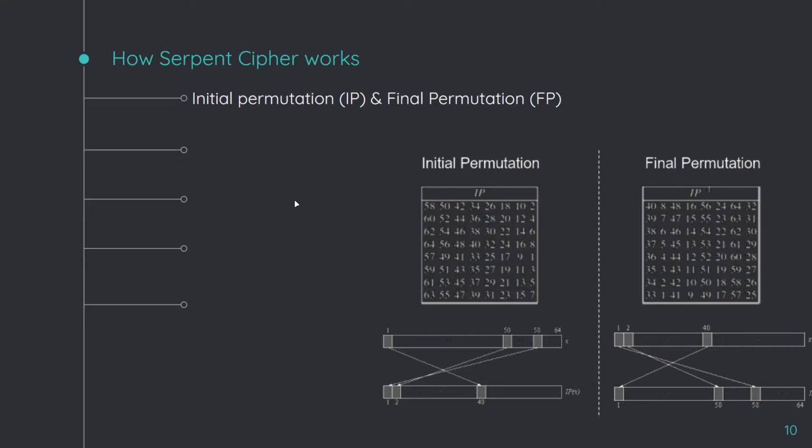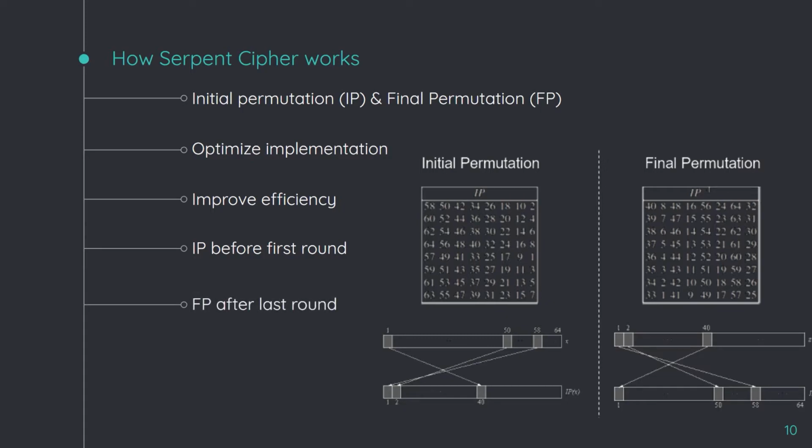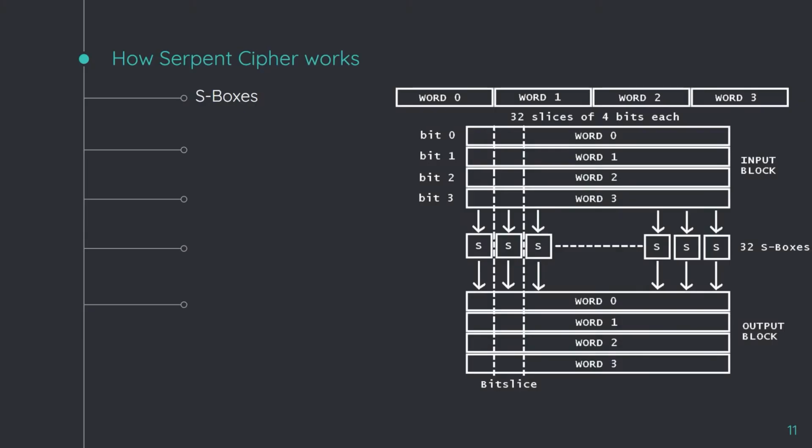The initial and final permutation do not have any cryptographic significance. They are used to simplify and optimize the implementation of the cipher and to improve its computational efficiency. The initial permutation is applied to the plaintext, which is the input of the first round, and after the output of the 32nd round, or in the last round, the final permutation is applied to give the ciphertext.